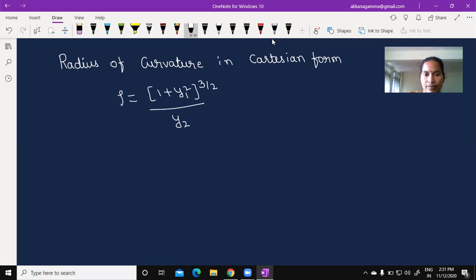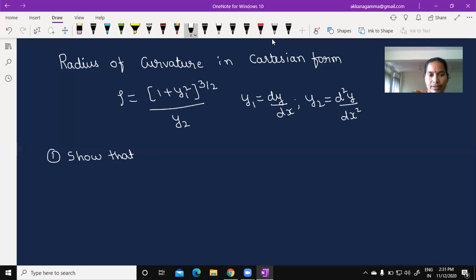Here, y1 is nothing but dy by dx, differentiating y with respect to x, and y2 is the double derivative, d square y by dx square. So this is the formula we are using for the radius of curvature. Now we'll consider a simple example of how to identify the radius of curvature, and how to implement this formula.